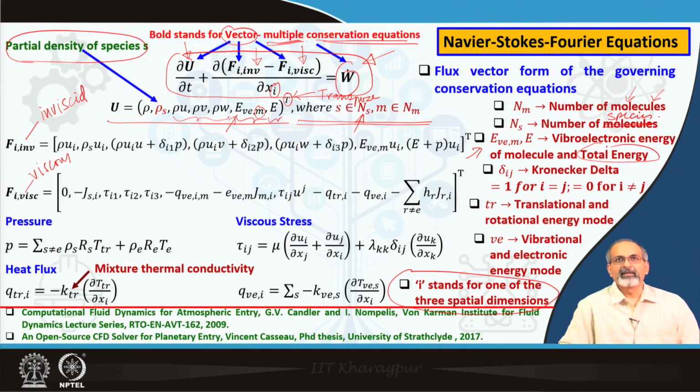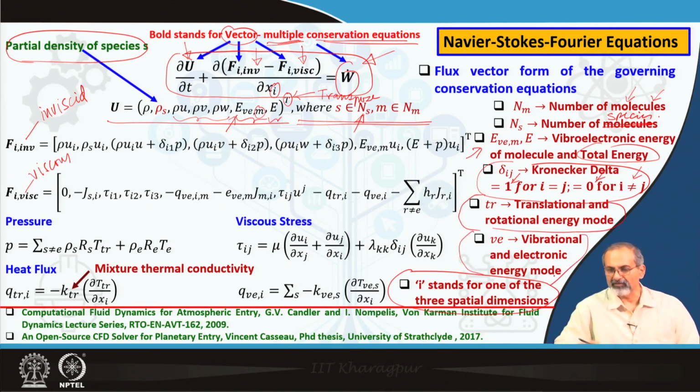Further, in the next equation, you will see the presence of the Kronecker delta, which you have seen earlier also. If you recall, it takes up a value of 1 when i is equal to j, that means both the indices are equal, and will take up a value of 0 when the indices are different. The subscript tr stands for translational and rotational energy mode. The subscript ve stands for vibrational and electronic energy mode. So, there is a lot of nomenclature which you have to keep track of over here, but it is not very difficult, you will get used to it.